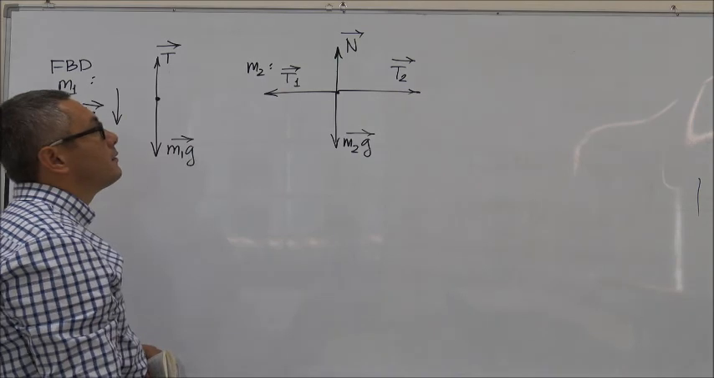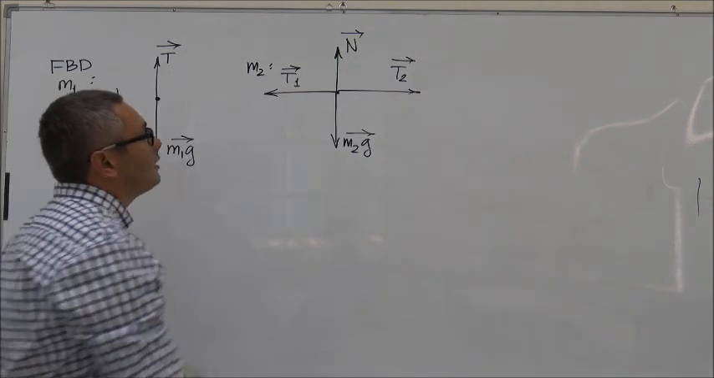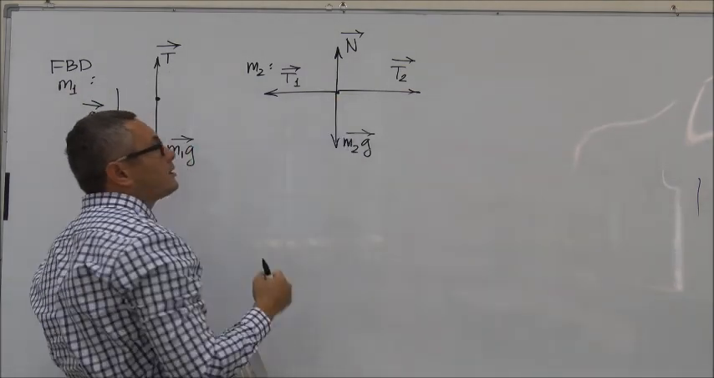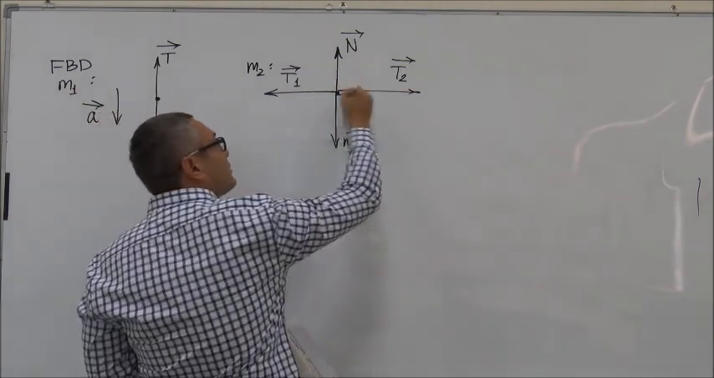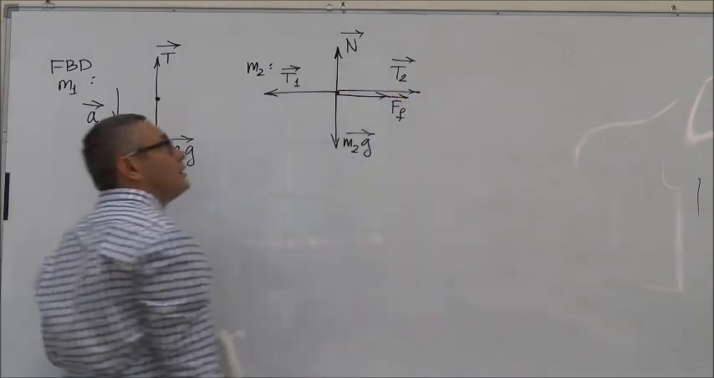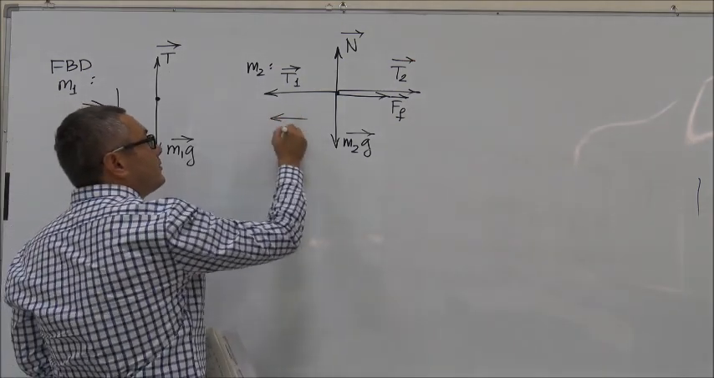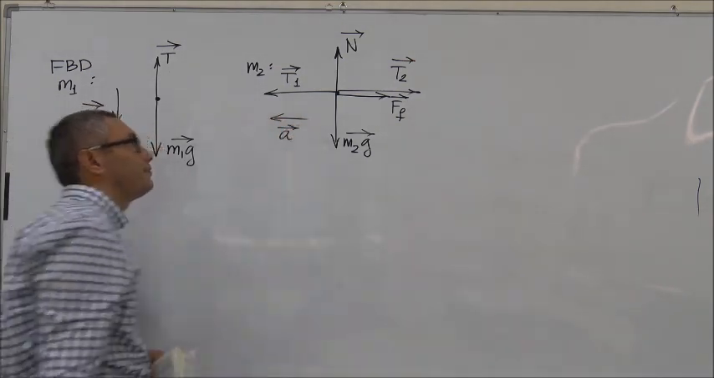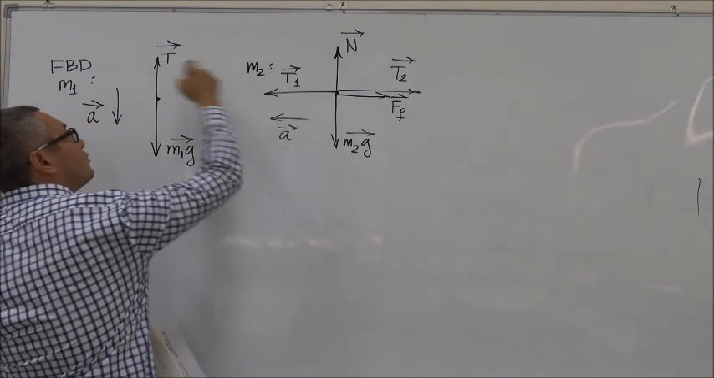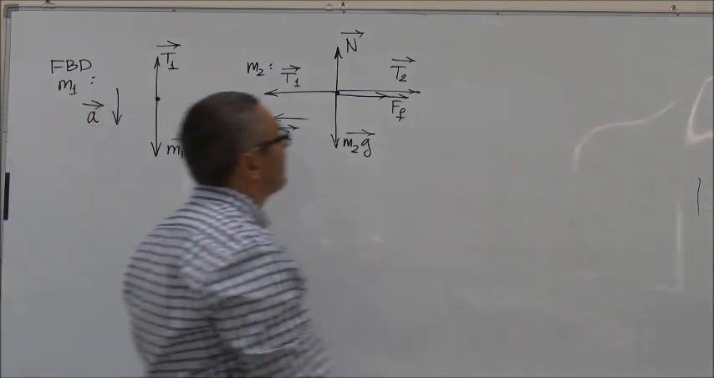And then friction force. Kinetic friction force if the system is moving. Now remember that this mass M2 is going this way, so the friction force would be pointing in opposite direction. So this is the friction force. And the system is accelerating this way. Note that here I've written T1, so this means that this tension is the T1 tension.